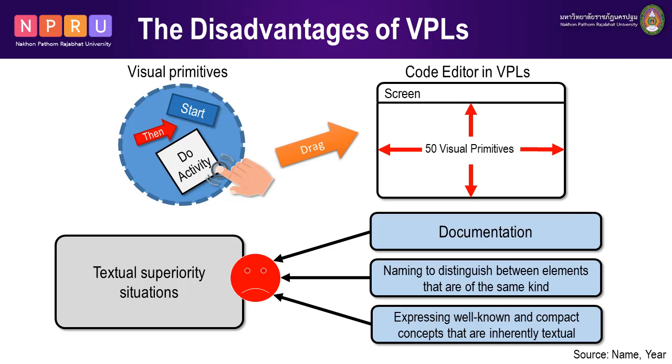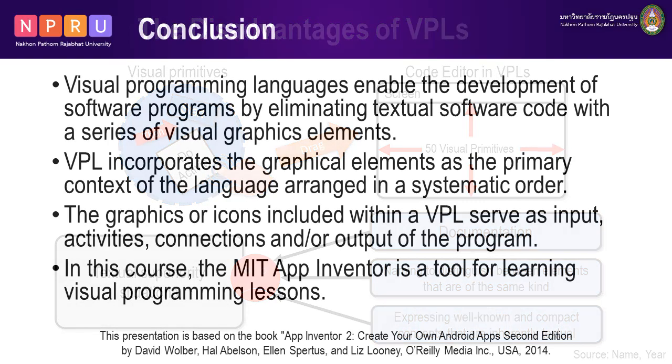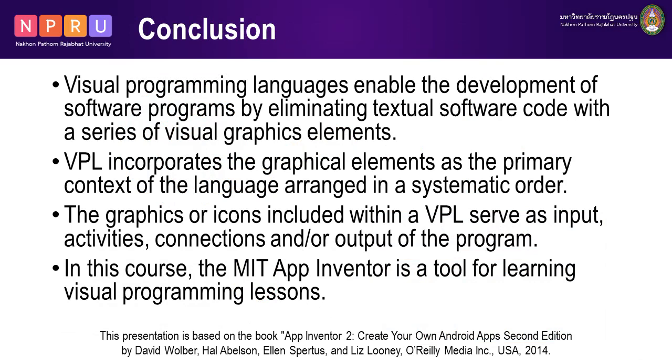This brings us to the last section. Finally, we'll take a look at the conclusion of this lesson. In conclusion, we have learned the basic concept of visual computer programming. In addition, we explore some examples, advantages and disadvantages of the visual computer programming. In this course, the MIT App Inventor is a tool for learning visual programming lessons. That's the end of this lesson.